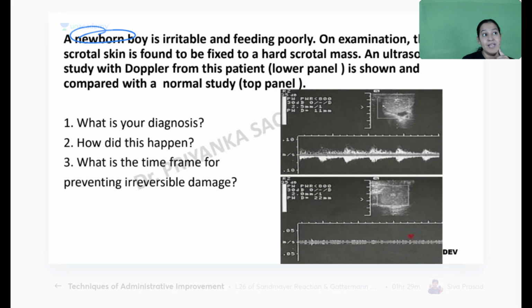As soon as he is born, he's a boy. He's not a girl. He's a boy. A newborn boy is born, and he's poorly feeding. He's crying. He's irritable. He's poorly feeding. And he's born just now. We have just examined the whole body of the boy.